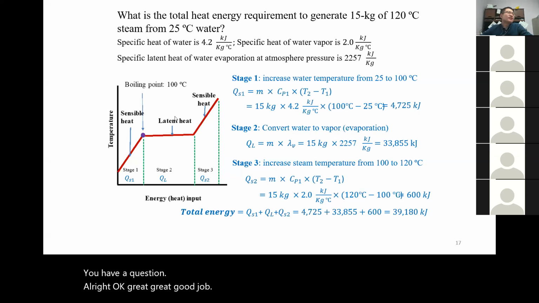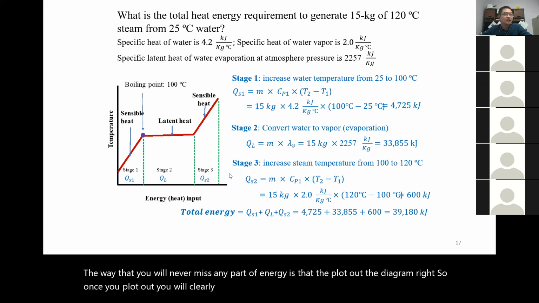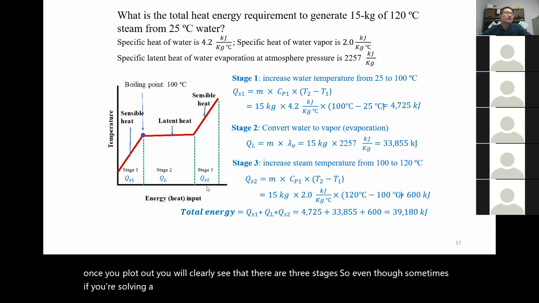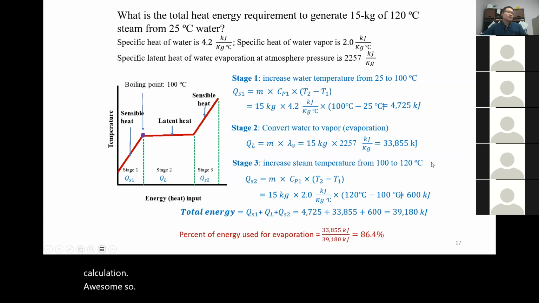So here, whenever you see this type of question, the way that you will never miss any part of the energy is that you plot out the diagram, right? Once you plot it out, you will clearly see that there are 3 stages. Even if you are solving a realistic problem, it's always good to plot it out. In that case, you won't miss any piece of the calculation. Okay, awesome. I'll talk about the percentage of the energy used later.